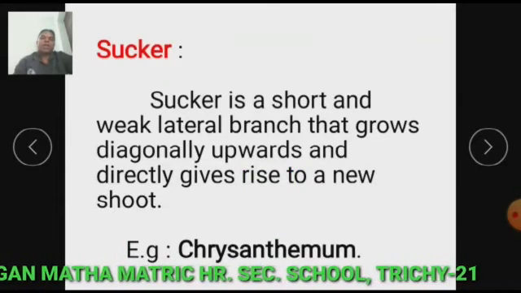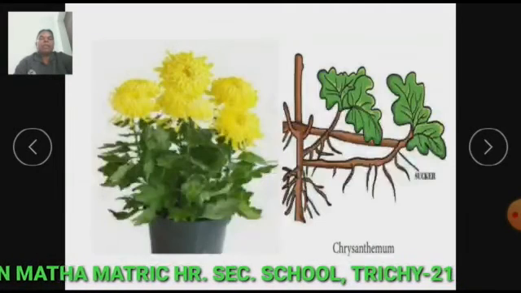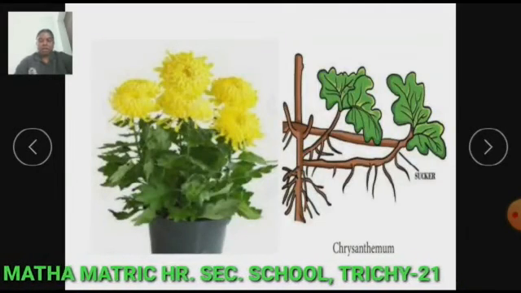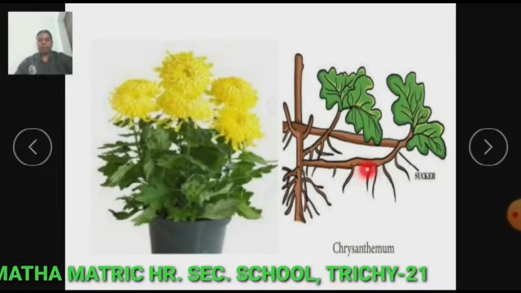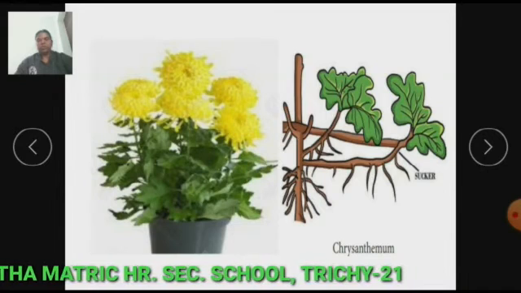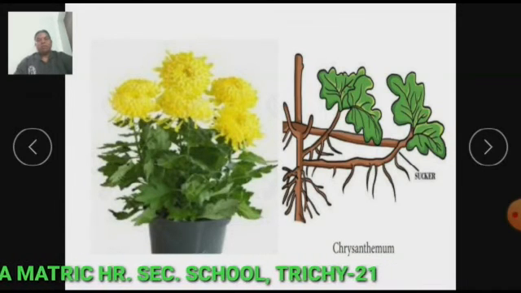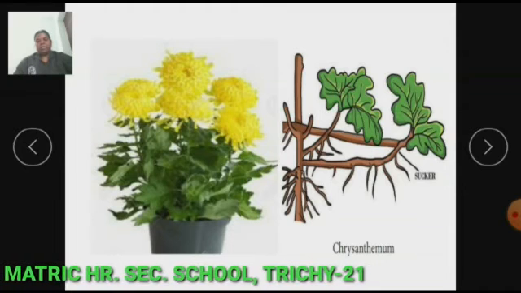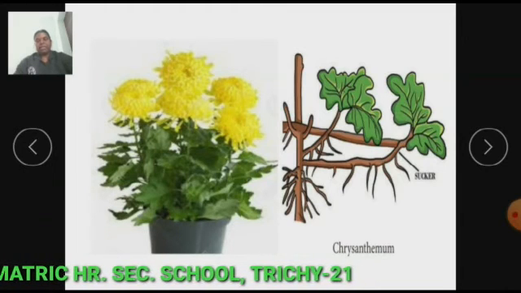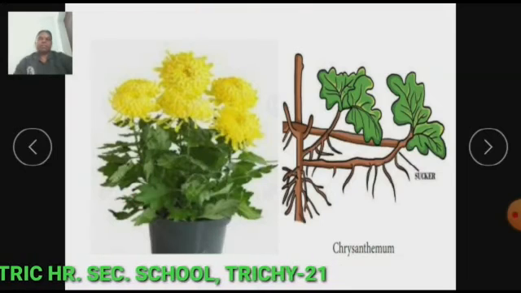Sucker. Sucker is a short and weak lateral branch that grows diagonally upwards and directly gives rise to a new shoot. The example of sucker is chrysanthemum. This is chrysanthemum plant.